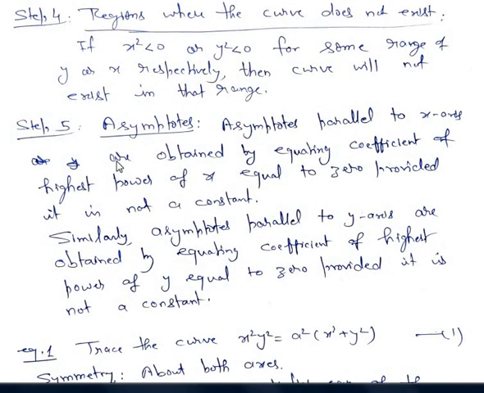Step 4. Find out regions where the curve does not exist. If x square is negative or y square is negative for some range of y or x respectively, then the curve will not exist in that range. Means for some values of y, if x square is negative, then because x square cannot be negative, the curve will not exist for those values of y.